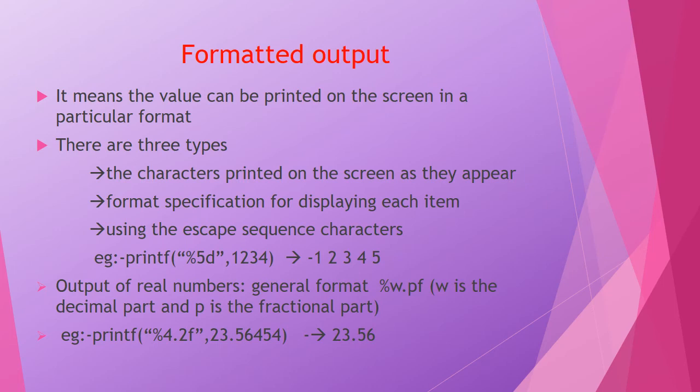There are three ways we can say. The characters printed on the screen as they appear, means we are not specifying any method, it is printed as they appear. Next is formatted specification for displaying the item. Okay, that is what we are going to discuss about.